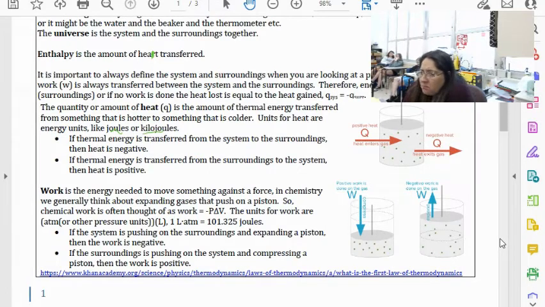And if thermal energy is transferred from the system to the surroundings, that heat is negative. So this is an exothermic reaction. Then your heat is negative. If it's an endothermic reaction, it's going from the surroundings, then your heat is going to be positive.